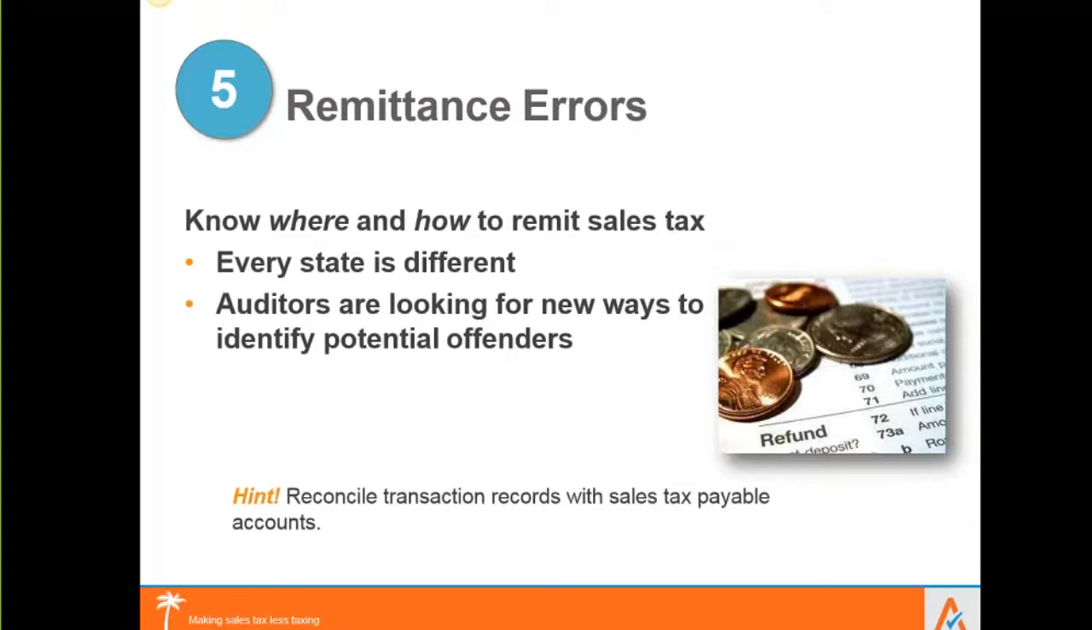So remittance errors, this really goes down to the fundamentals, right, in terms of reconciliation. So reconciling properly with your records and your sales tax payable account, making sure that, again, when an auditor comes in and is trying to tie out your records, that things tie back. It's certainly important to make sure that what's going on the tax return is being processed accurately on the other side.